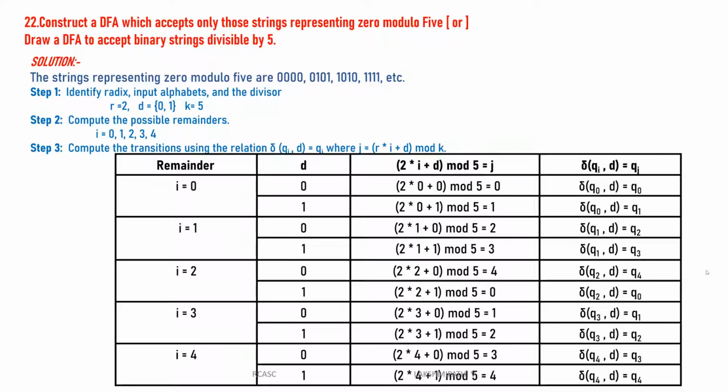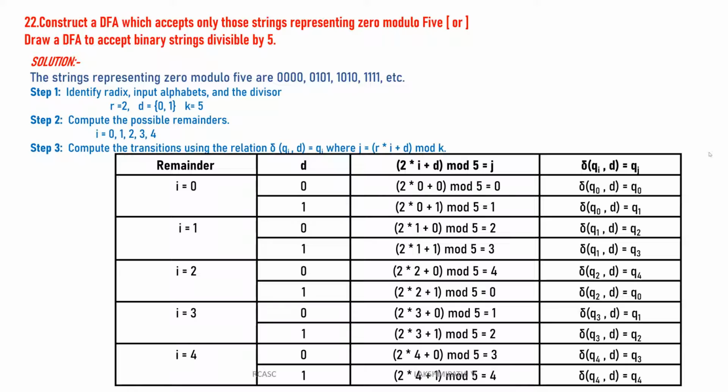Then once again, i is equal to 4 and d is 0. 2 into 4 is 8. 8 plus 0 is 8 only, modulo 5. Then 8 modulo 5, the remainder is 3. The transition of Q4 of 0 is Q3.